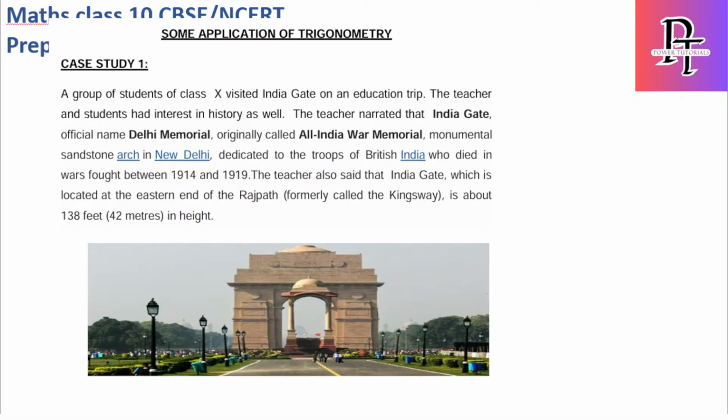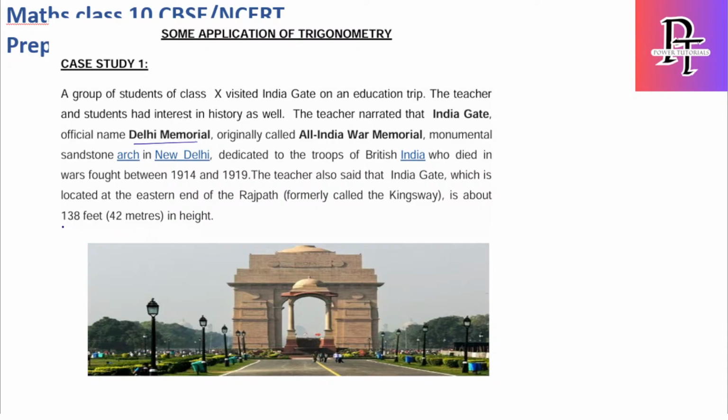A group of students of class 10 visited India Gate on an educational trip. The teacher and students have an interest in history as well. The teacher narrated that India Gate, officially named Delhi Memorial, originally called All India War Memorial, is a monumental sandstone arch in New Delhi dedicated to the troops of British India who died in the wars fought between 1914 and 1919. The teacher also said that India Gate, which is located at the eastern end of Rajpath, formerly called Kingsway, is about 138 feet, which is 42 meters, in height.